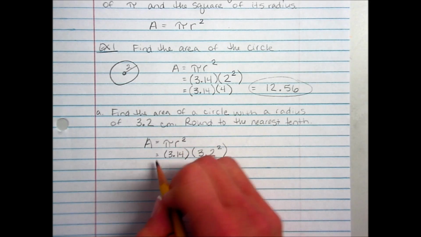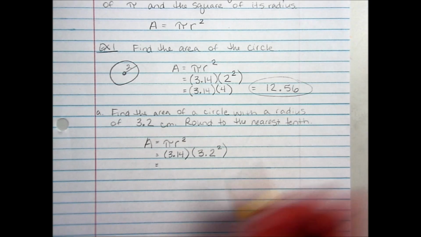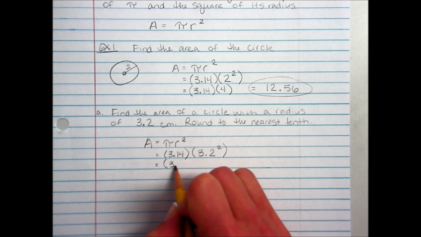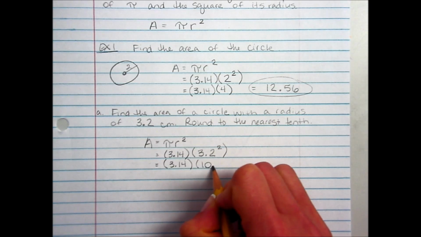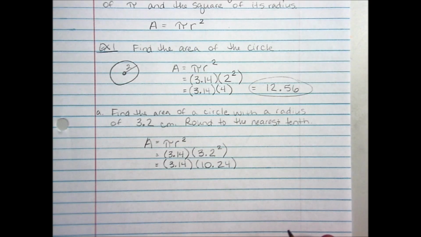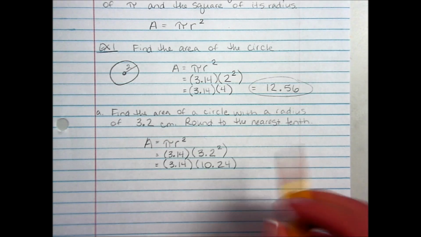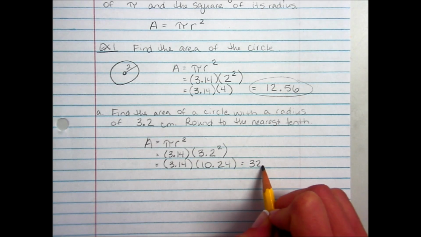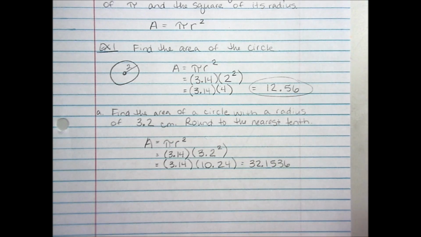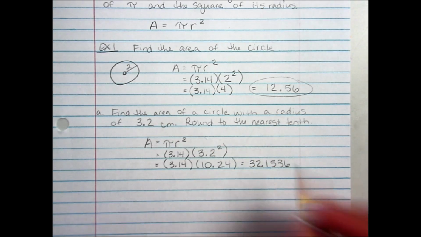Remember, when we square an item, you just are multiplying that item by itself. So to find this, we would multiply 3.2 times 3.2. We'll get 10 and 24 hundredths. And then we'll multiply 10 and 24 hundredths times 3.14. We'll get 32.1536. It says to round to the nearest tenth.